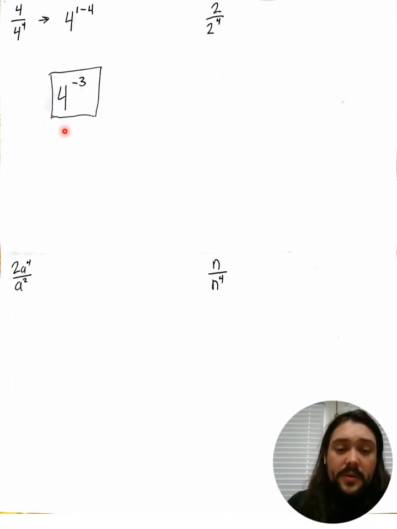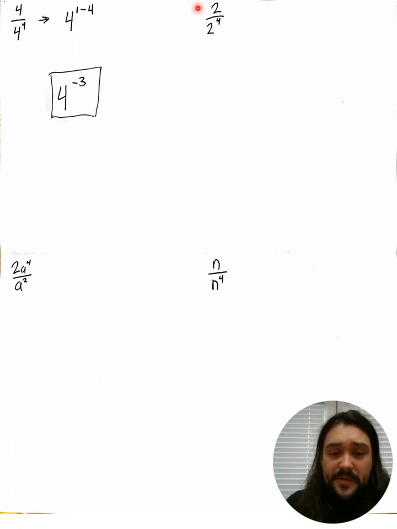And that would be our answer. We will work with these later on where we change this. We don't like to have negatives in the exponent in our answer. We'll work with that later on in a different lesson. So for right now, just leave it as 4 to the negative 3.